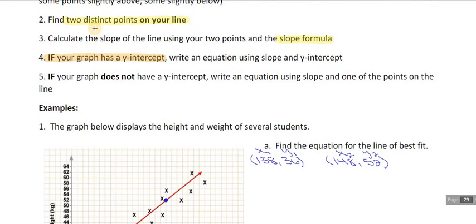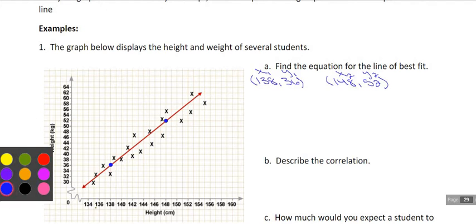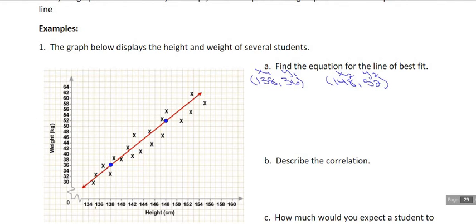Okay, so step 2 is now done. We found 2 perfect points. Now we're going to calculate our slope using the slope formula. My slope formula is m equals y2 minus y1 over x2 minus x1. Plugging in, y2 is 52 minus y1 is 36 over x2 is 148 minus x1 is 138.